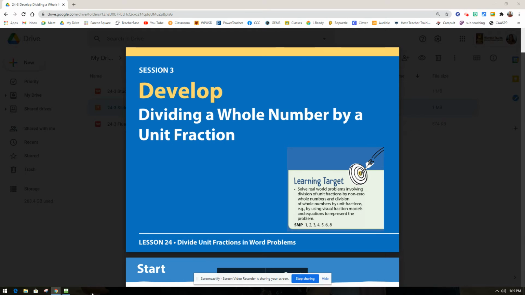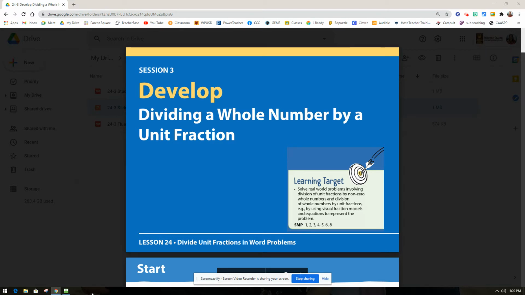Today we'll be dividing a whole number by a unit fraction, working with word problems. We've been doing this for almost a week now, and yesterday we went over dividing a unit fraction by a whole number, so now we're going to do the opposite. But we did all of this last week. The only part that's really going to change is that now we're looking at it using word problems.